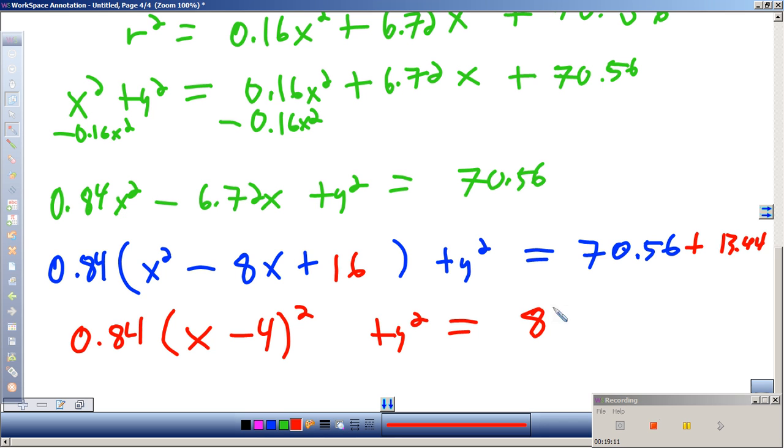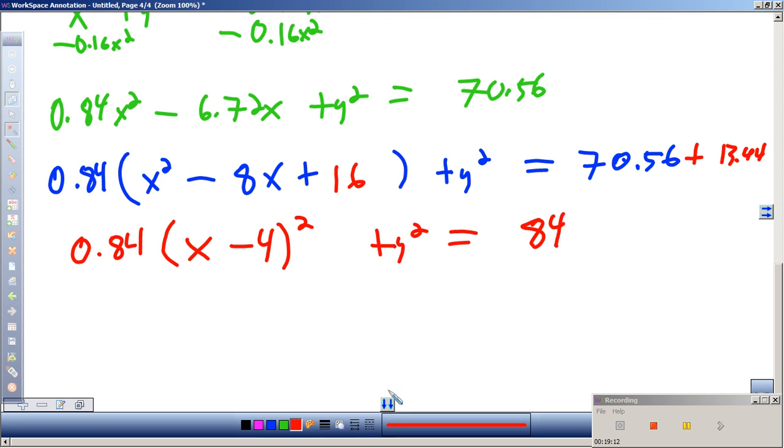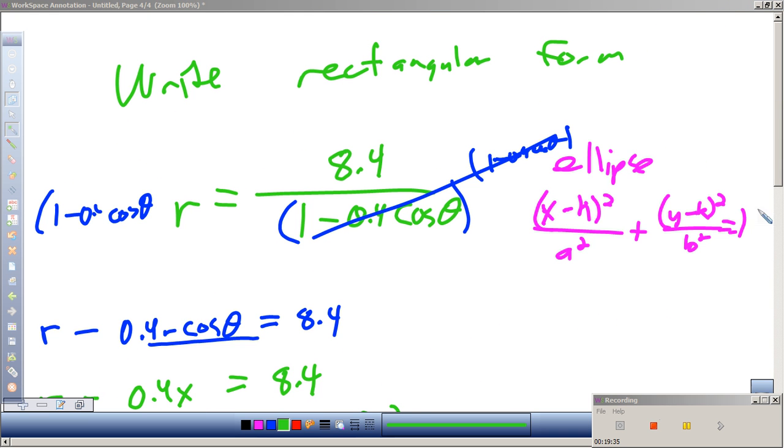84. How come it's 8x? 8x comes from factoring out 0.84, so this was divided by 0.84. Now what do we need? Divide by 84. Remember, we need a 1 on that side, because that's the form. We need a 1.